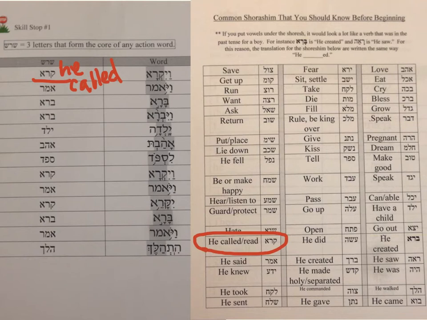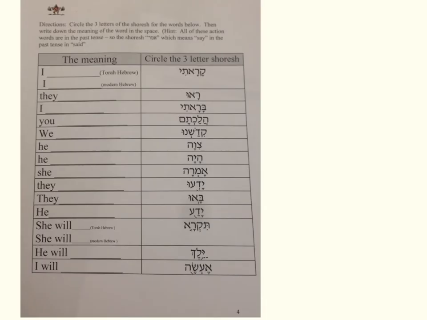So go ahead and take some time to look up these words if you don't know them already and write the English definitions next to the Shorashim in the column on the first page. Okay, last but not least, we come to the last page in your homework. Let's go ahead and read the directions together. Circle the 3 letters of the shoresh of the words below. So that's step 1. I'm going to go ahead and make that really clear. So step 1 is to circle the 3 letters.